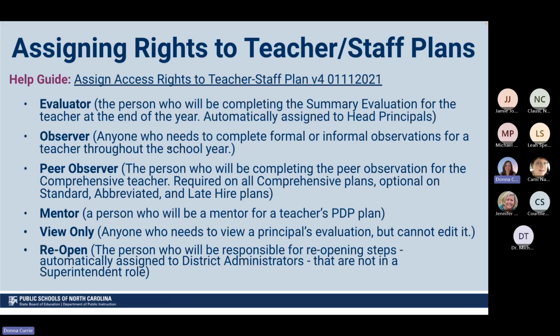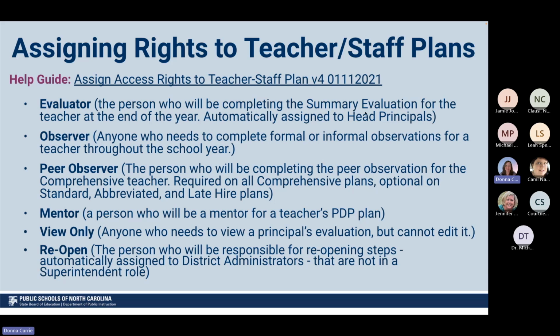As you are assigning rights to teacher and staff plans, this help guide is going to help you with that process, but these are just some things to look at as you are assigning those rights. For the evaluator, this is the person who's going to be completing the summary evaluation for the teacher at the end of the year. It's automatically assigned to head principals. However, you can assign that to someone else if you need to, but this is who it's automatically assigned to.